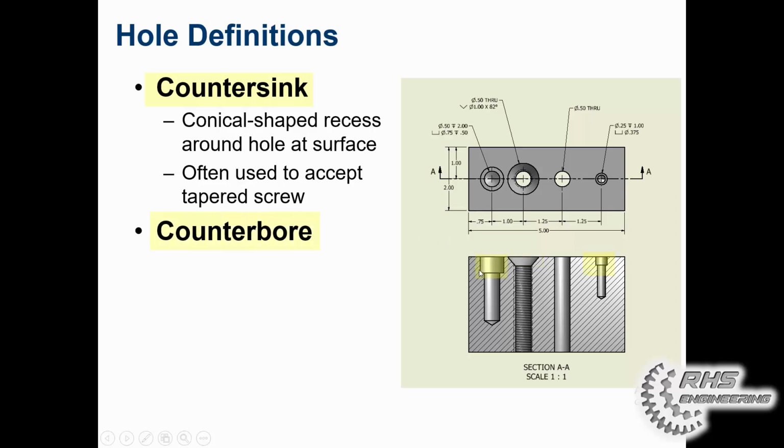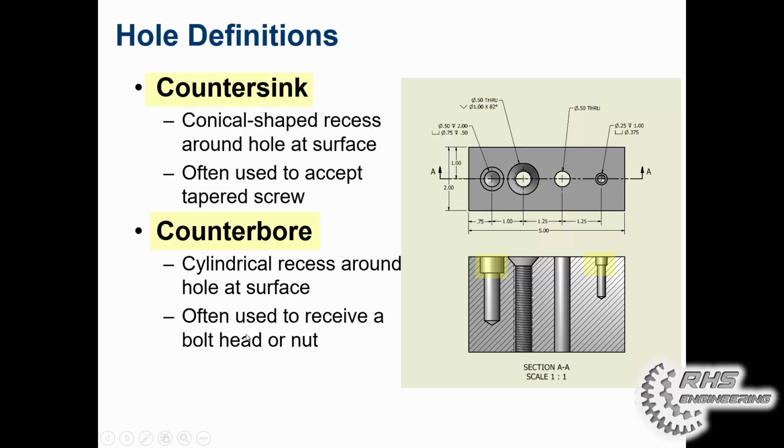And then we have what's called counterbore holes. And these are cylindrical recesses around the hole at the surface. And they're basically used to receive a bolt head or nut. Okay, so the top of the bolt head sits flush with the surface. And then finally we have tapped holes. And tapped holes are basically just threaded holes, so you can screw something into them.